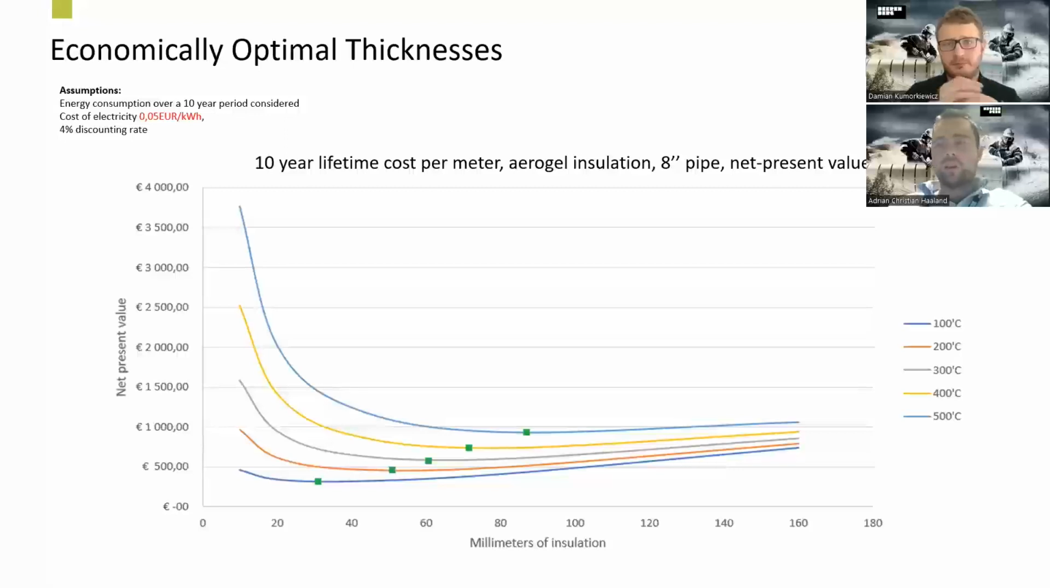So how does it look in real numbers? We have calculated an example here. We have assumed a 10-year lifetime for an 8-inch pipe. 10 years because typically we see that insulation normally has to be maintained or replaced after more than 10 years due to water ingress, etc. We have in this case used an aerogel insulation as an example, and we have used an energy cost of 5 cents per kilowatt hour, which is not very high. It's perhaps representative of what used to be before the energy crisis and before the war in Ukraine.